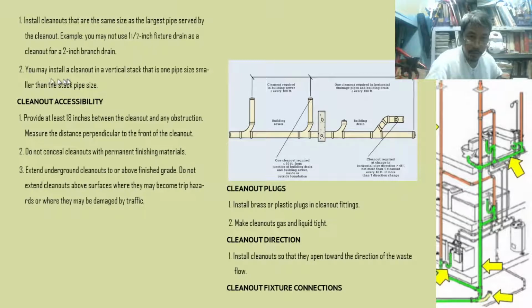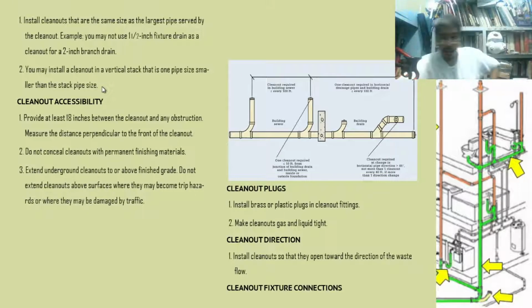You may install a clean out in a vertical stack that is one pipe size smaller than the stack pipe size. Vertical, we mean a vertical stack. So if the clean out is connected vertically, you can use a clean out one pipe size smaller, because it is easier to clean the vertical pipe rather than the horizontal.